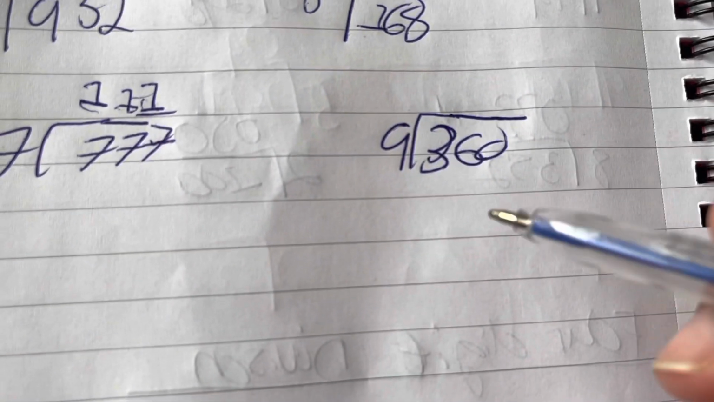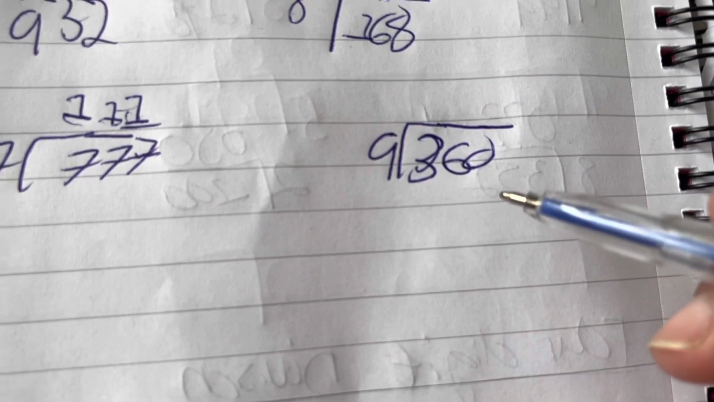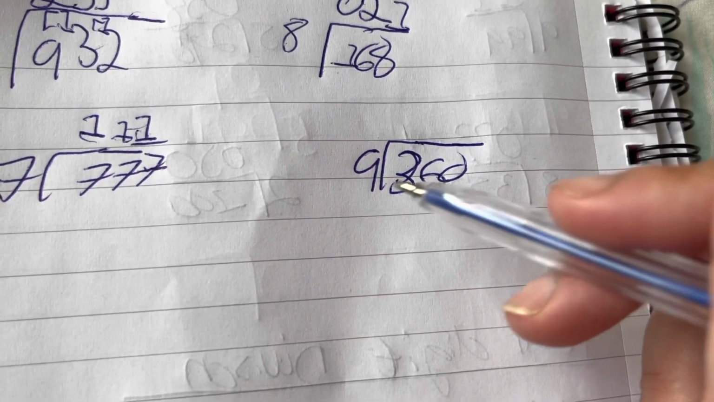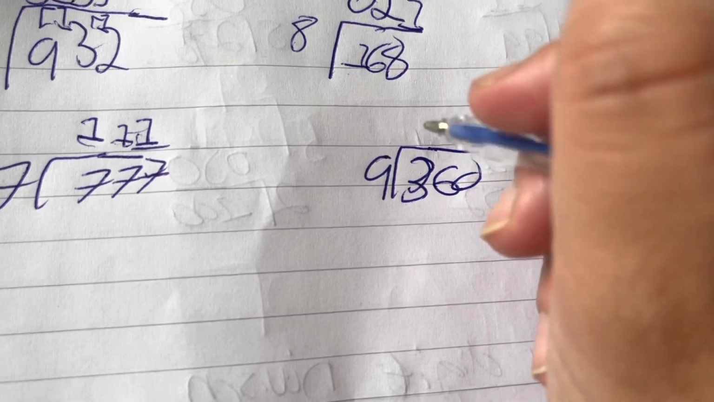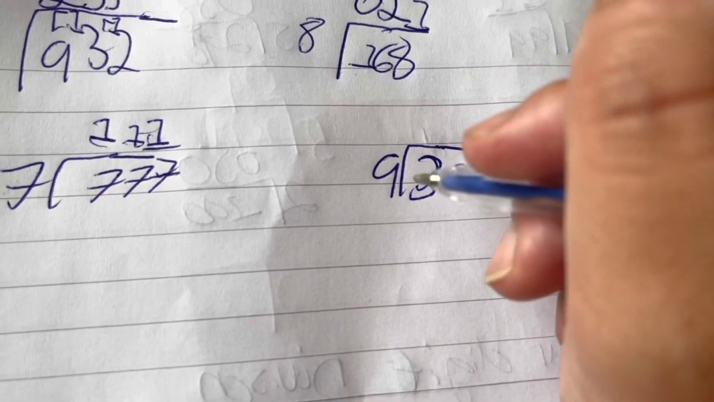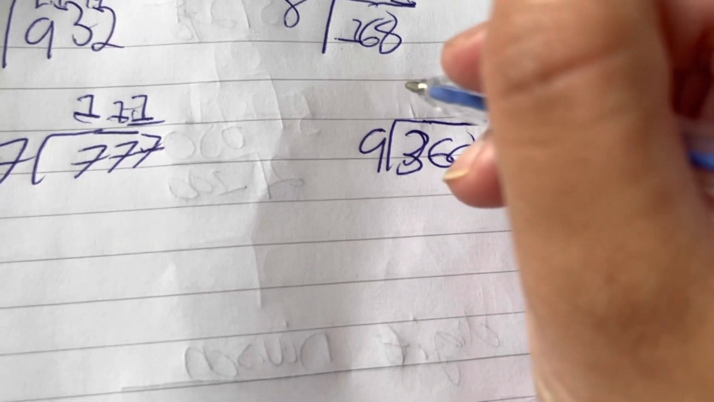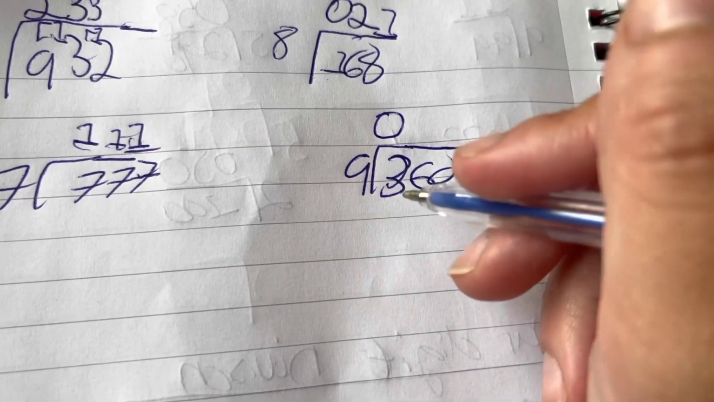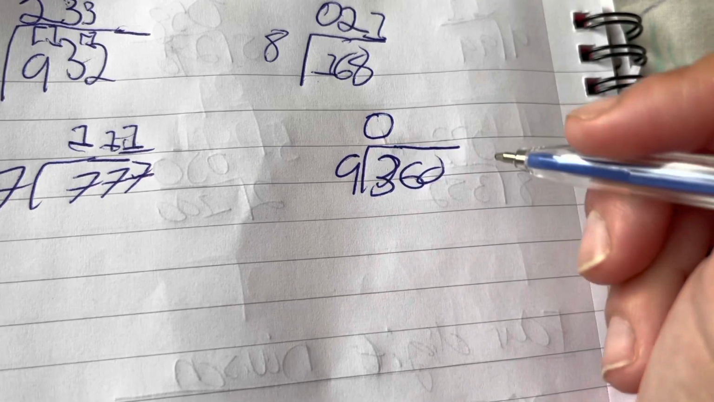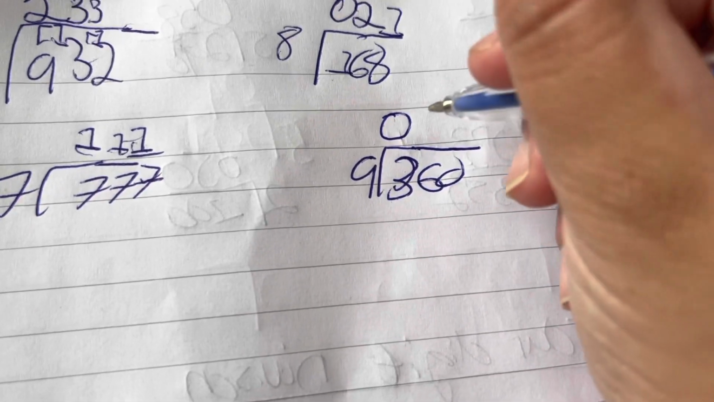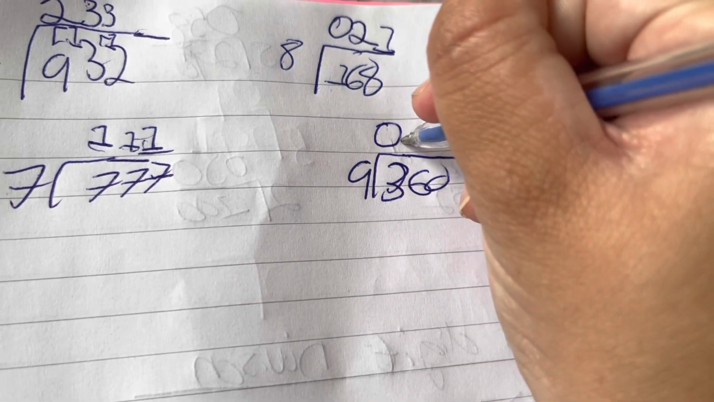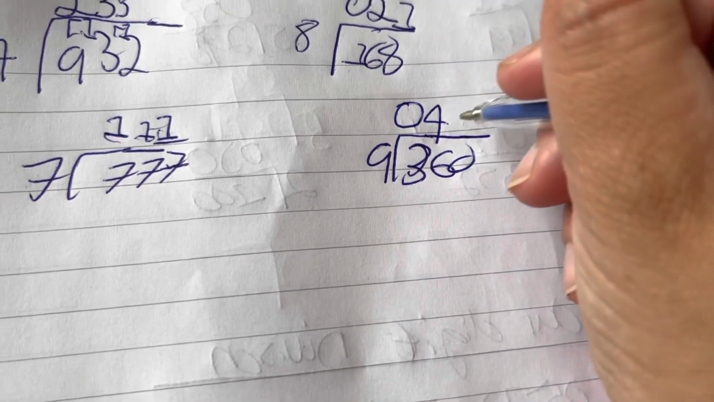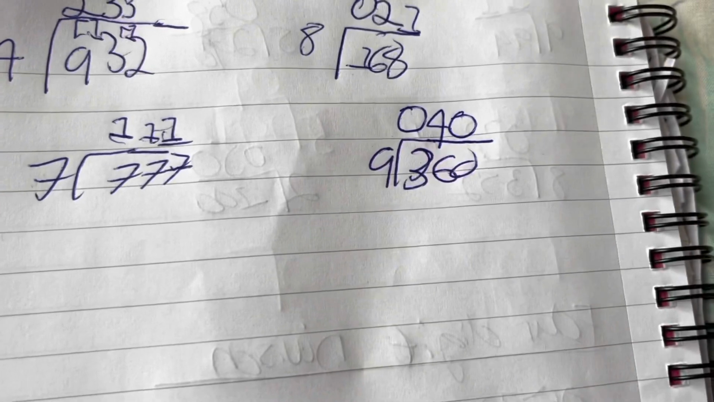So 360, ignore my writing by the way, divided by 9. So what's 3 going into 9? You can't do that, because like I said, 3 is too small for 9. So 3 is less than 9, so you put a 0. So 36 going into 9, which is 4. And then what's 0 going into 9, which is 0. So the answer is 40.